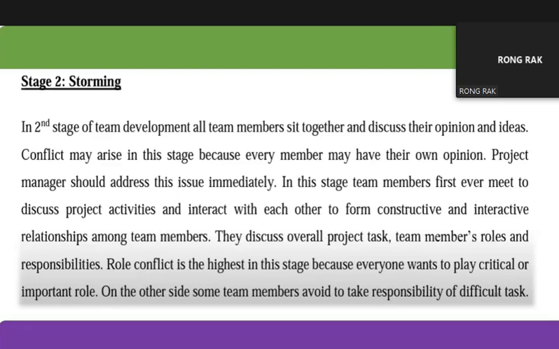So in this storming stage, students and teacher, especially the teacher, always help students in this stage, because if we separate students into groups of 4 or 5, the teacher must help them in this stage, because they find it very difficult to decide.